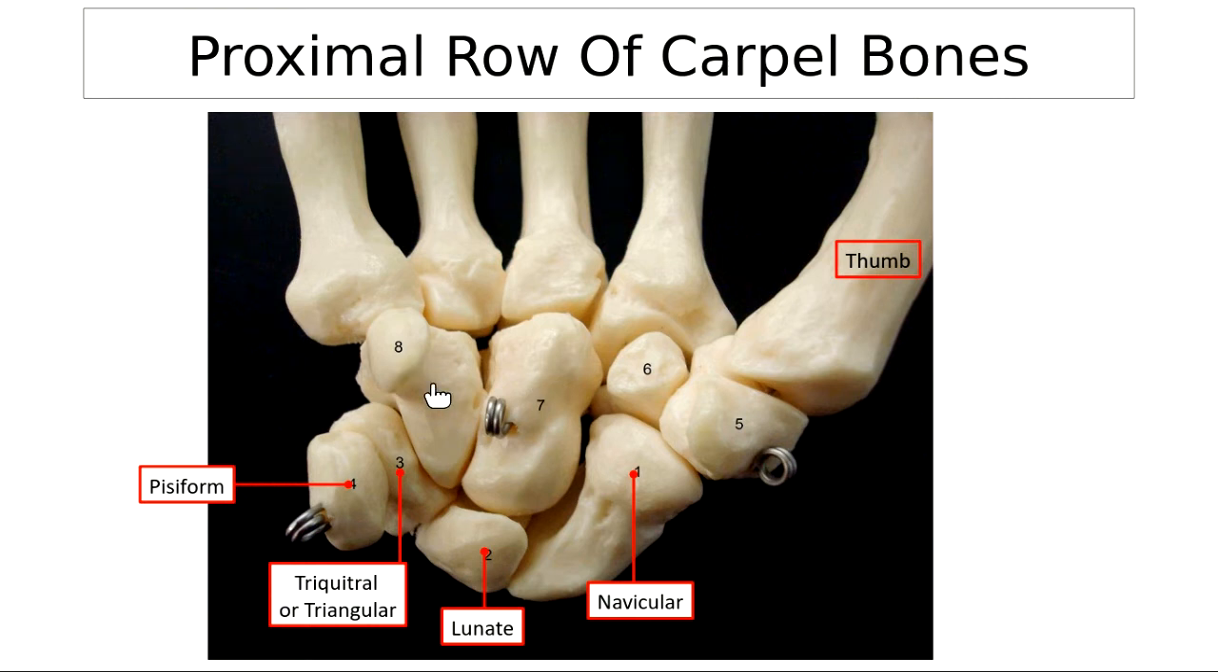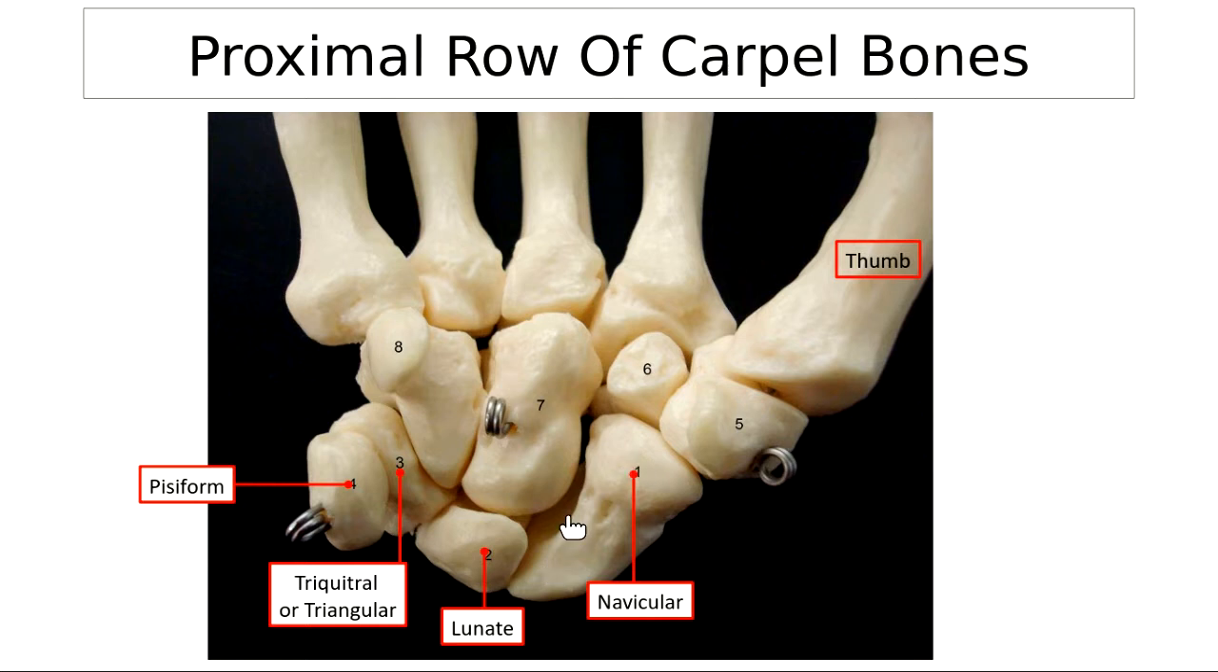And the way you do this is you always start with the thumb side. Always start on the thumb side. It doesn't matter which direction your hand is turned, palm up or palm down. If you start on the thumb side, you can get them all every time. So the proximal row, the one closest to your elbow, you start off on the thumb side, and the first one is the navicular.